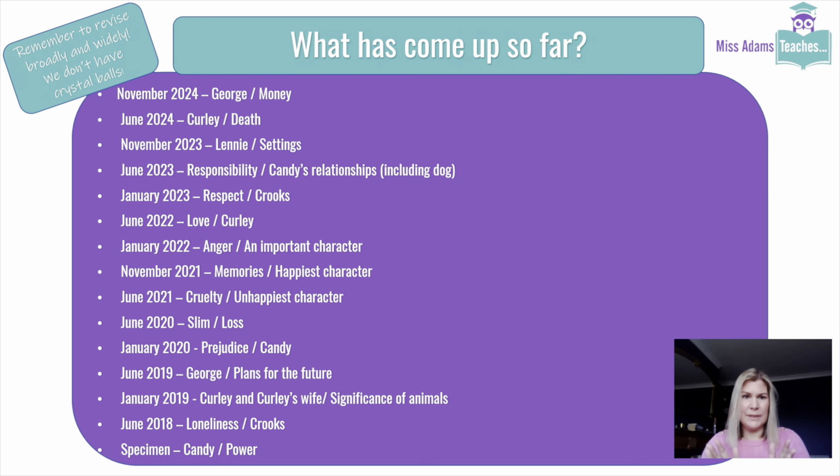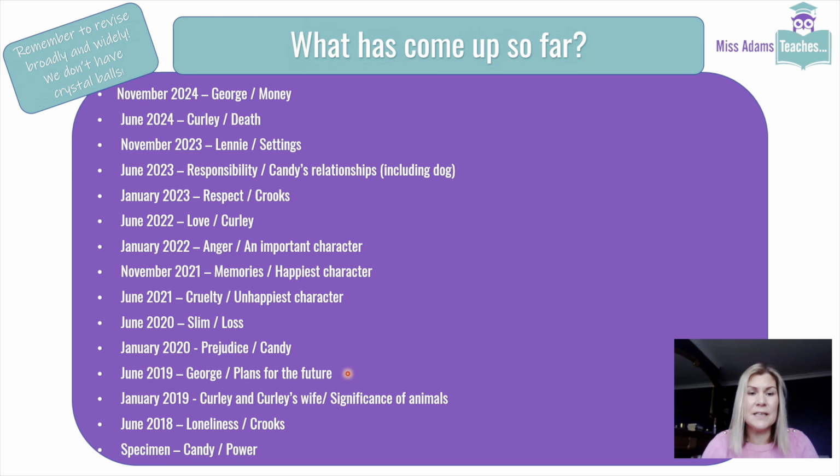Okay, so last year we had George, which was obviously lovely to have one of the main characters, and Money, which was perhaps a slightly harder question. I think the majority of students probably went for George. The year before was Curly and Death, then Lenny and Settings. We've had Responsibility. We've had Candy's Relationships, which is quite nice. And it actually specified including his dog to make it clear that you could write about that role, which is quite nice.